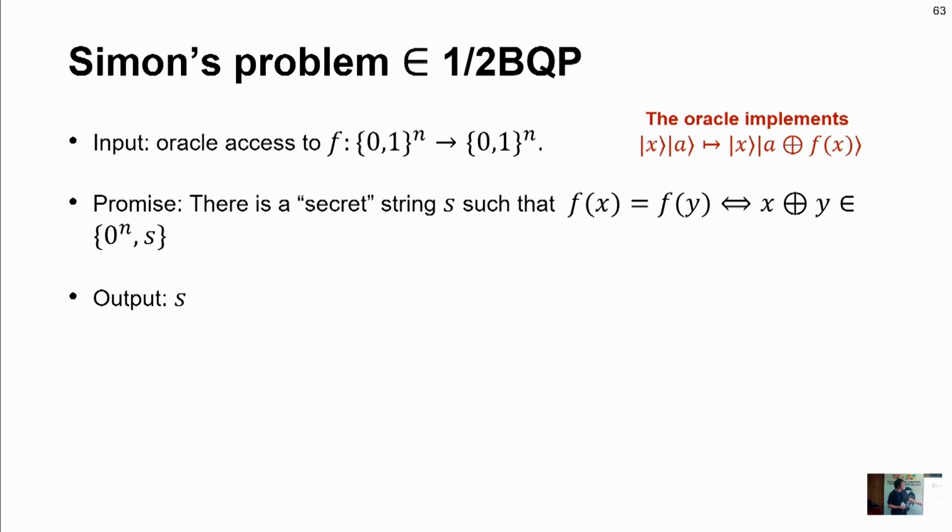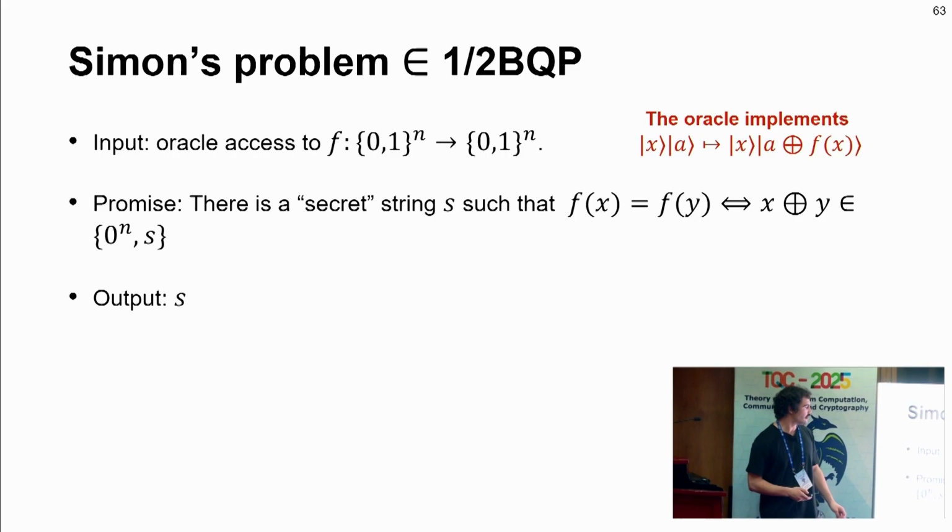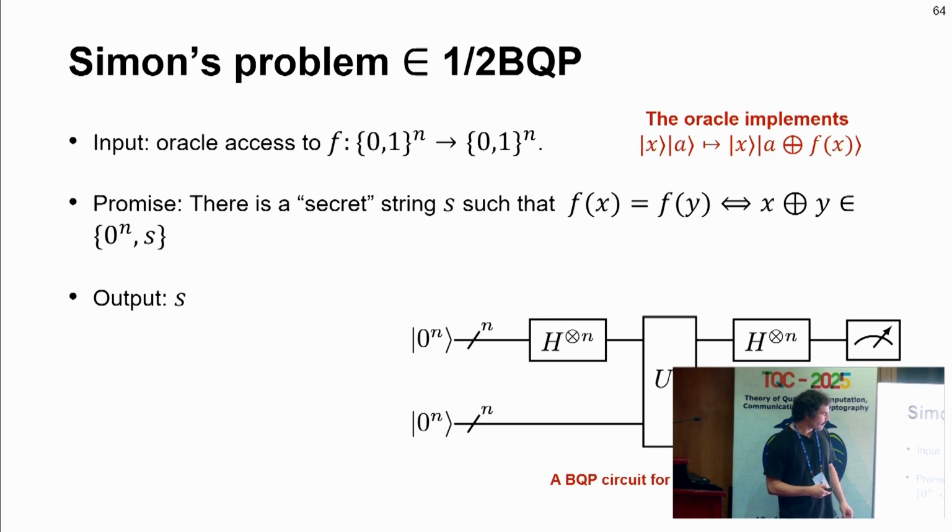So next, we can show that Simon's problem is in half BQP. Recall in Simon's problem, there's a secret string, a secret shift, such that some function f is constant on cosets of the secret string. And the half BQP, or the BQP circuit for Simon's problem looks just like that. And you'll note it looks a lot like the IQP circuit.